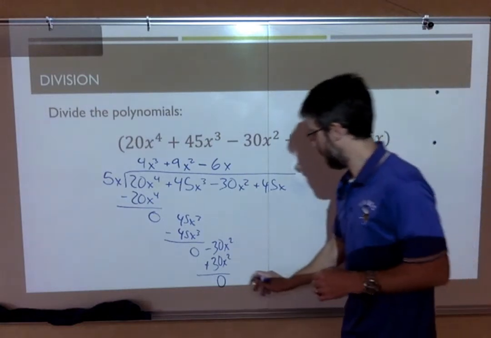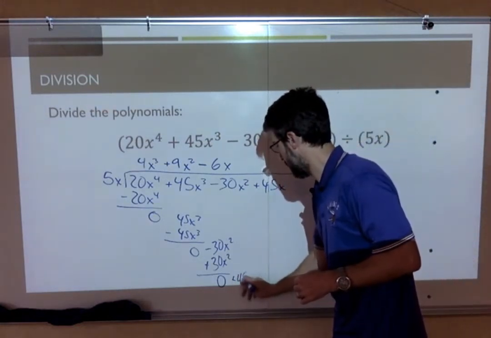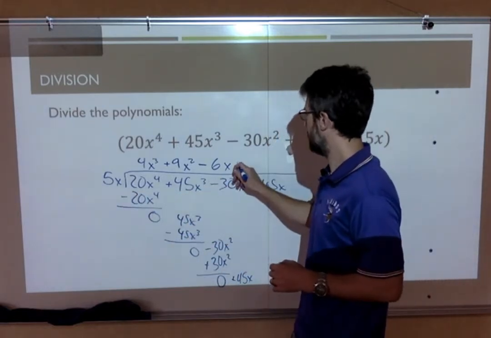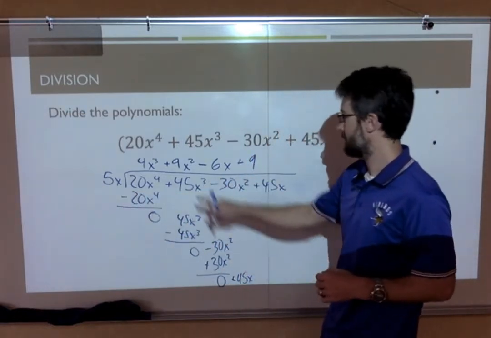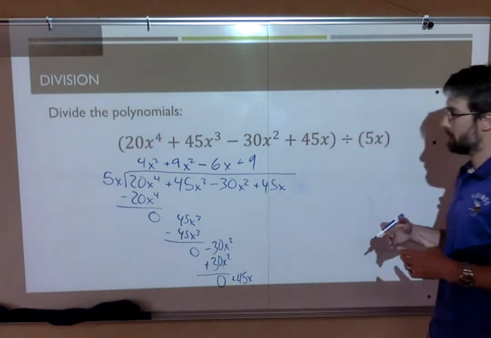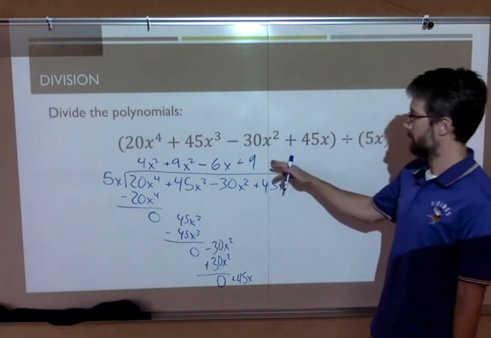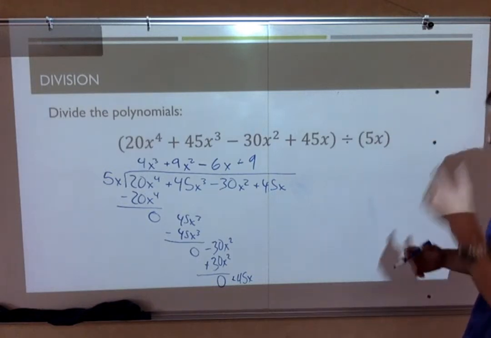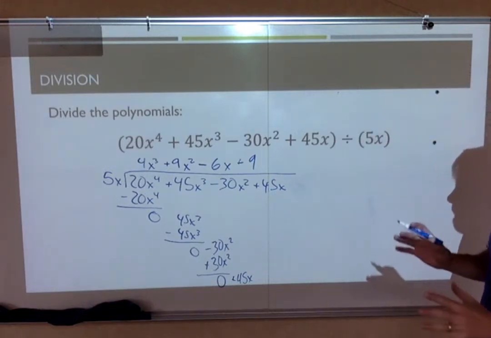And now if we bring down the 45x, 45 divided by 5 is 9, and x divided by x is 1. So it's just 9 in this case. So for this one, no remainder here, and kind of a really nice, easy one.